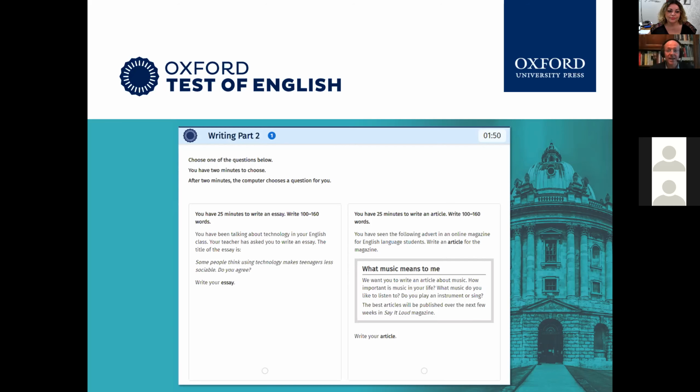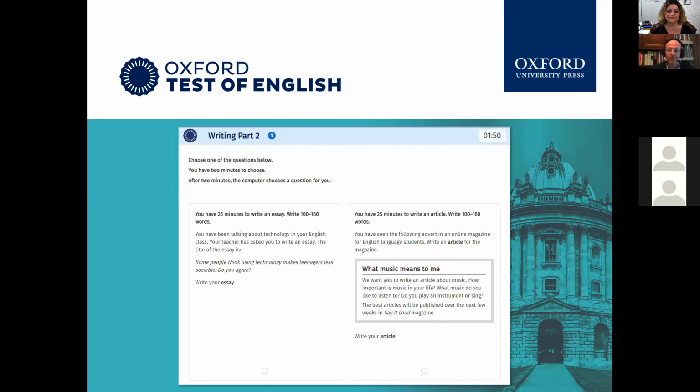Now, the essay is very good if you are used to explaining your opinions about things. If you're the type of person who has clear opinions, then you can talk about this. So, for example, the instructions here say you have 25 minutes to write an essay. Write 100 to 160 words. You've been talking about technology in your English class. Your teacher has asked you to write an essay. The title of the essay is Some People Think Using Technology Makes Teenagers Less Sociable.